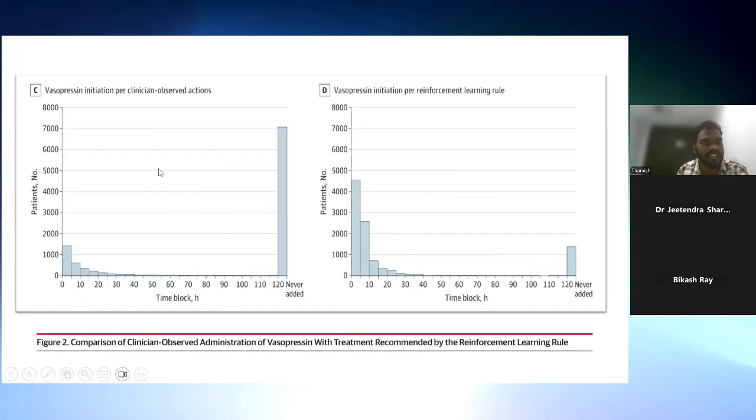So this graph also shows at what time point, in how many patients, the vasopressin was initiated in clinician observed actions and in the reinforcement learning rule based group. From the two graphs we can compare that it was started in higher numbers in the oral based group at a very early stage. It was started in roughly 4,500 patients in the first 5 hours, and in roughly 3,000 patients in the next 5 hours. But here, it was started in roughly 1,500 patients only.